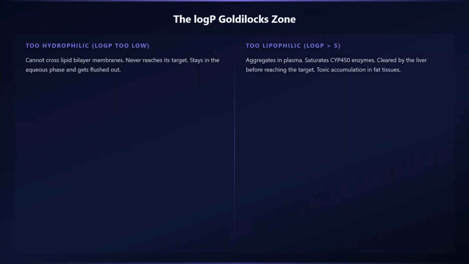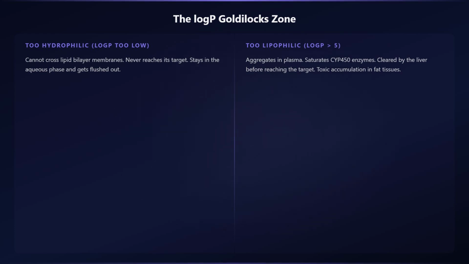And logP is the partition coefficient between octanol and water. It tells you how much the molecule prefers fat versus water. Too hydrophilic and you can't cross the membrane. Too lipophilic and you aggregate in plasma, saturate the liver, and get metabolized before you ever reach your target. So there is an optimal greediness profile.